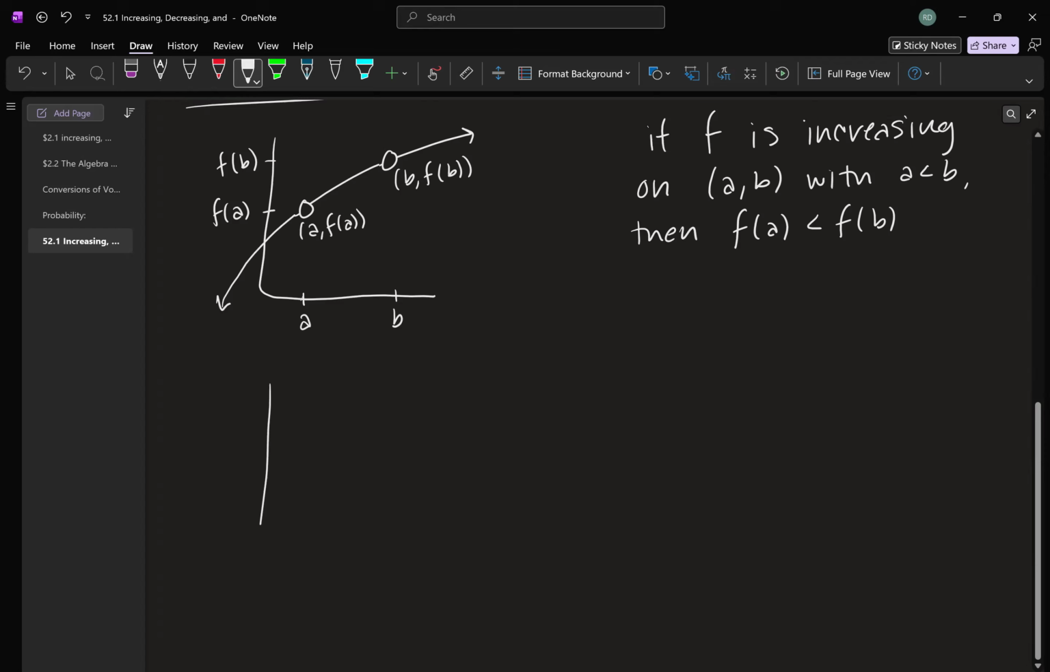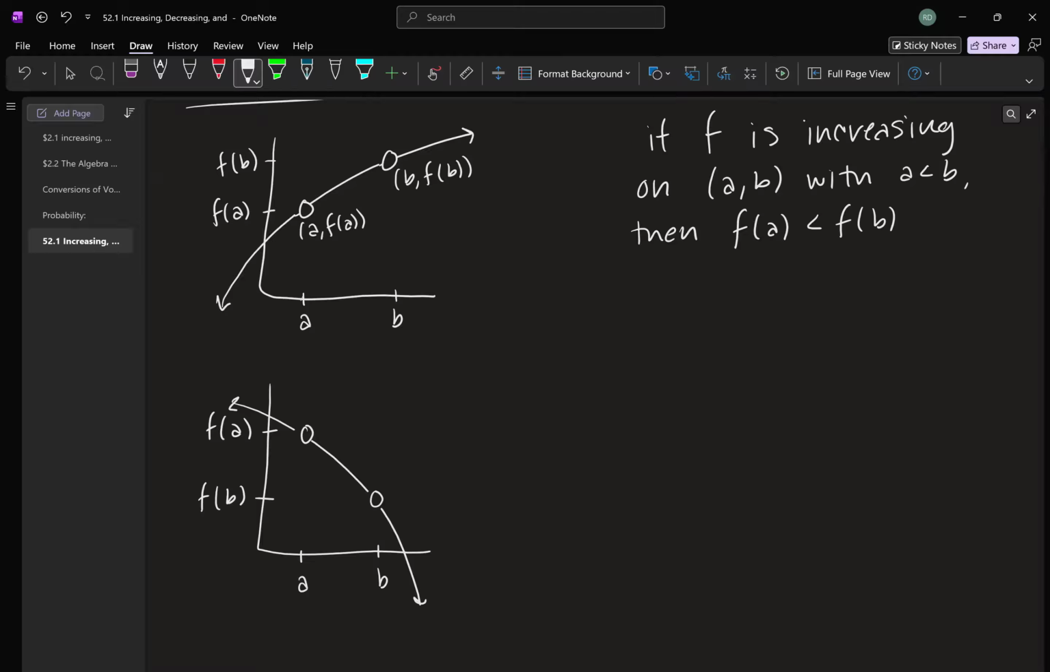And similarly for decreasing, again, choose 2 points, label them a and b on the x values. So then we have f of a and f of b. And this time you'll notice that the y values decrease.